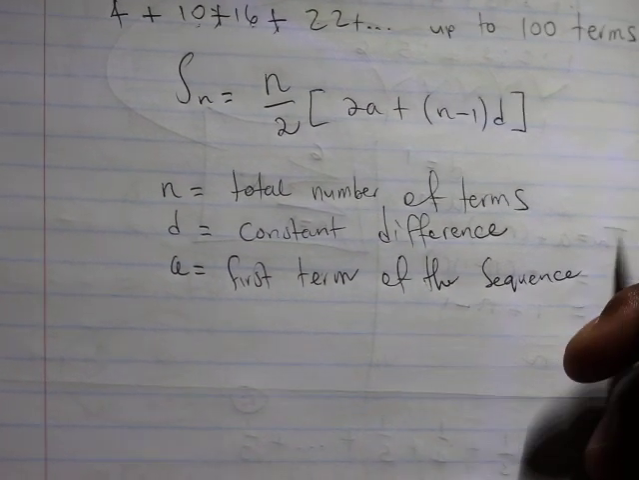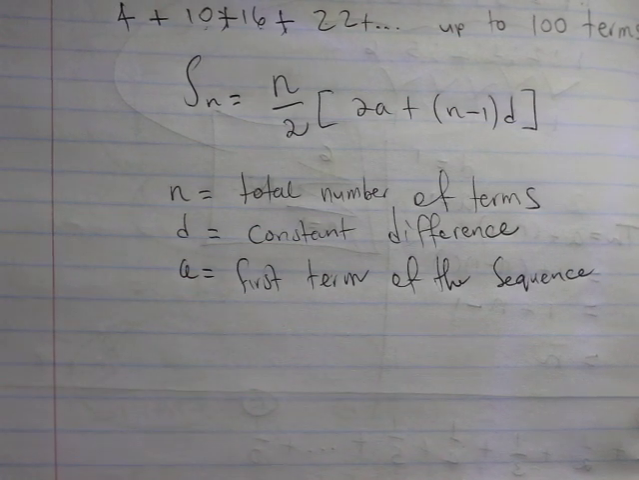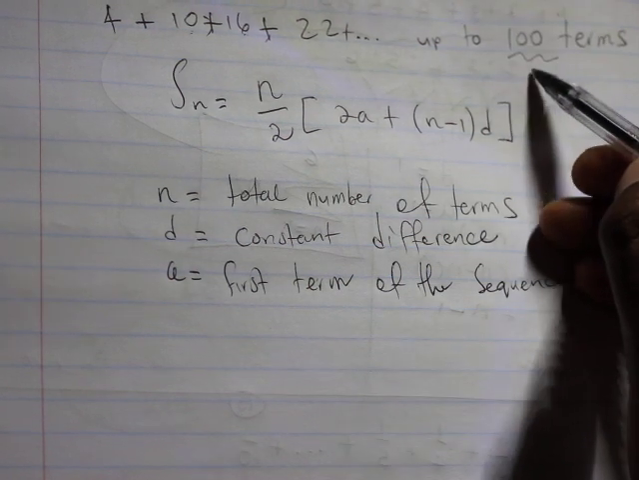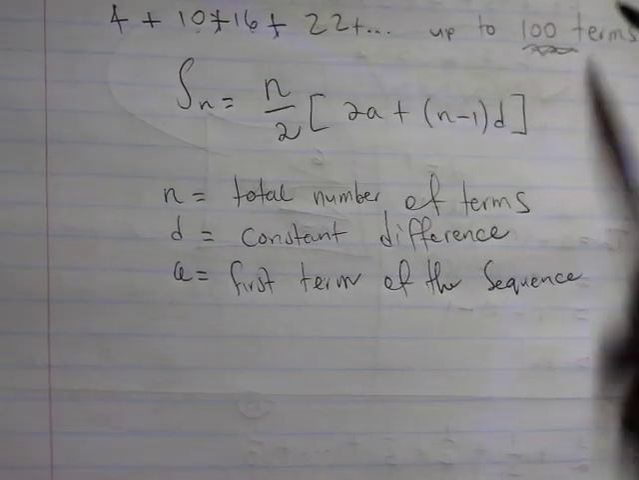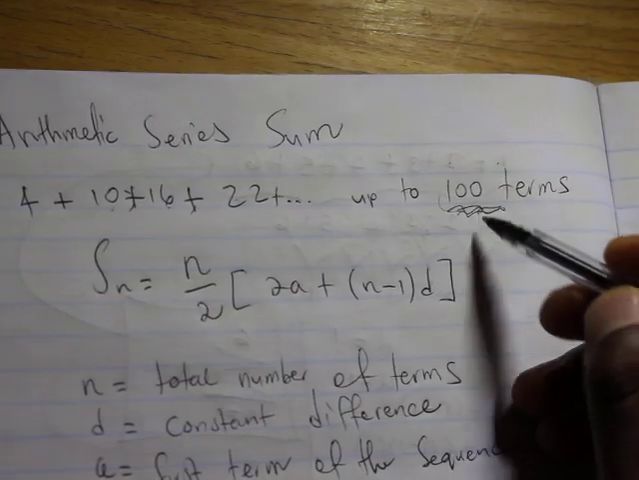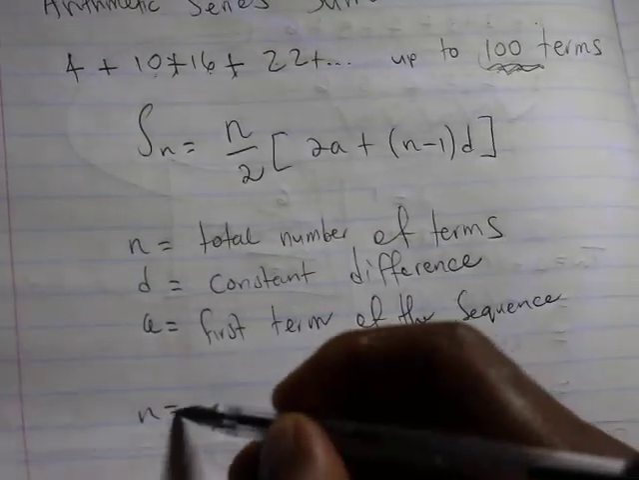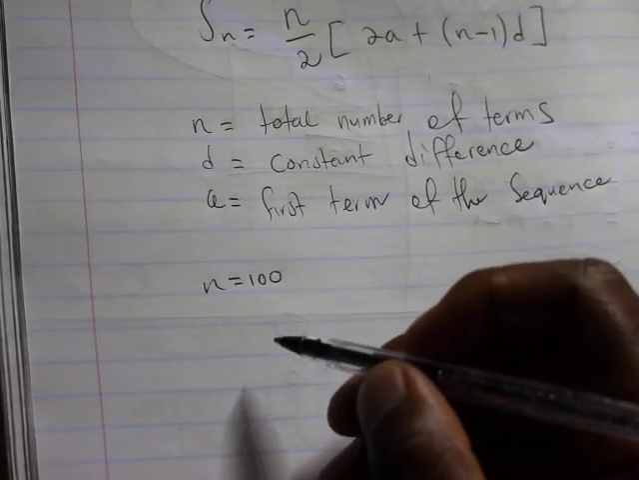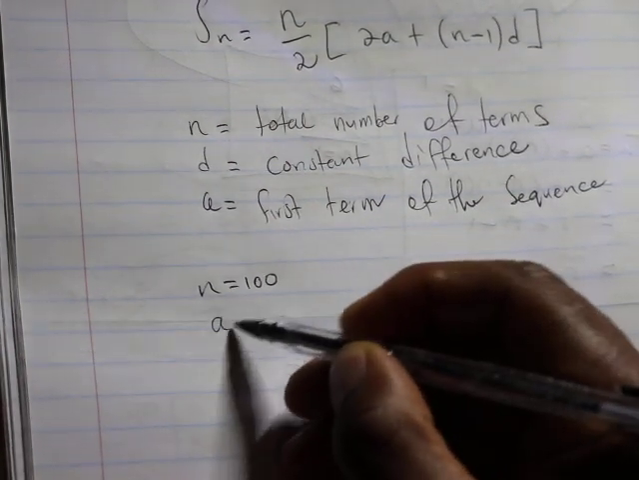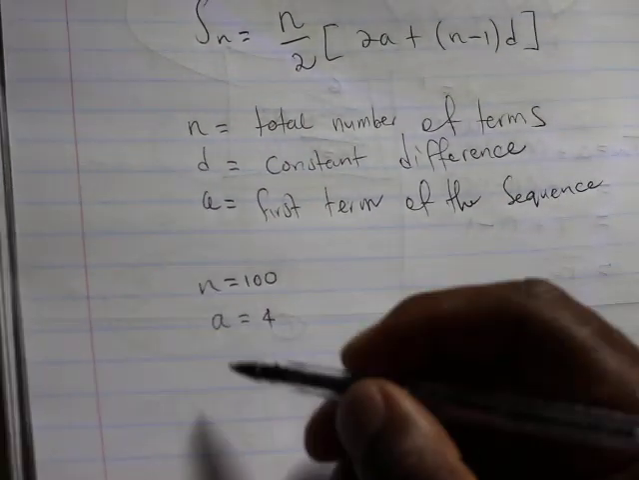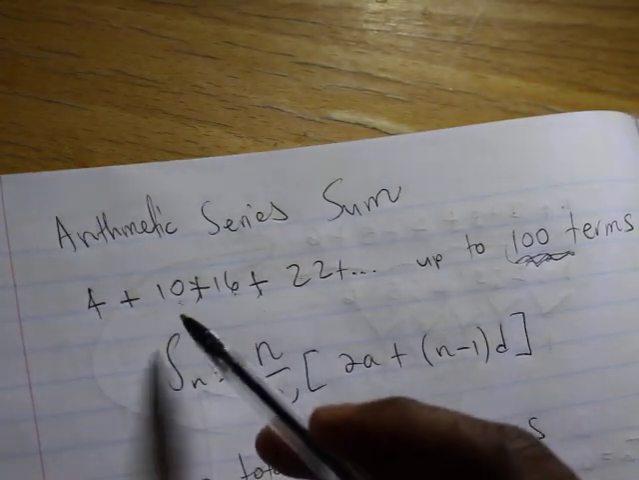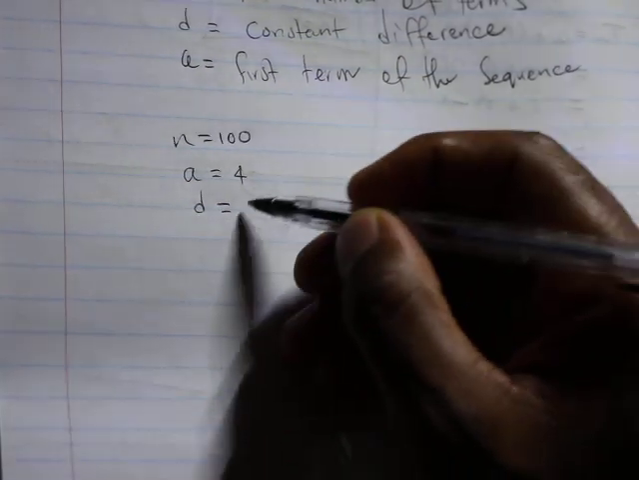Now you already know how to find d, and the total number of terms is right there. I hope you can see it. The total number of terms is 100, so n is equal to 100. We also know that the first term is 4, and the constant difference: 10 minus 4 is 6, 16 minus 10 is 6. So the constant difference is 6.